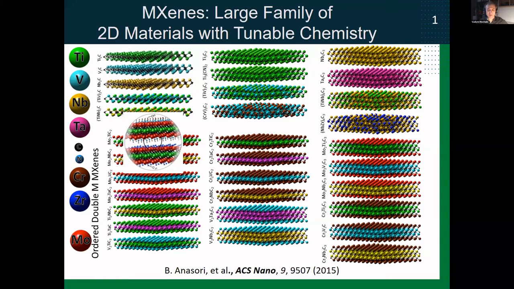So when I look at this table from Babak's paper, what impresses me is, first of all, the variety or variability of elemental composition of these MXenes, but also their surface. If you look closer at the surface of MXenes, you will find that there are many functional groups which you also can play with. So again, as I said, it's a huge playground for a chemist, and this is what we are trying to do in my group.